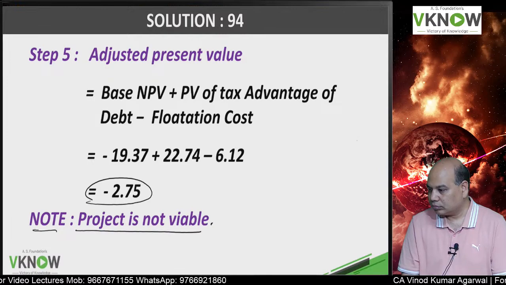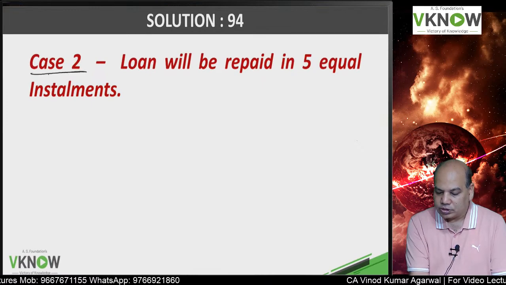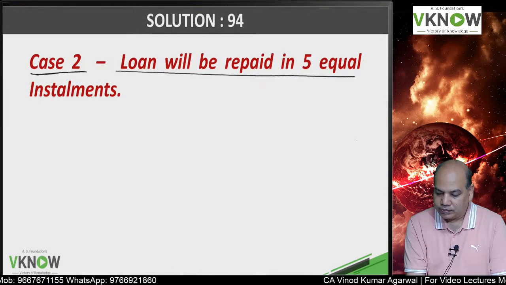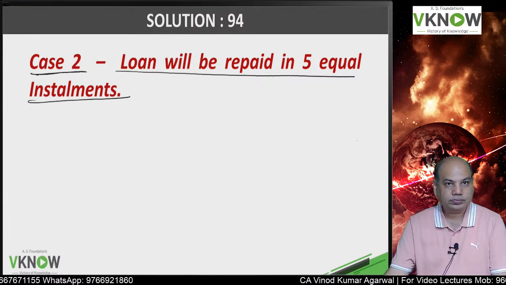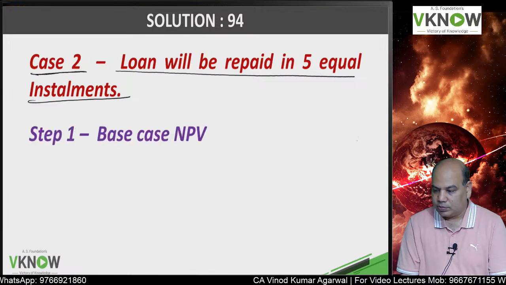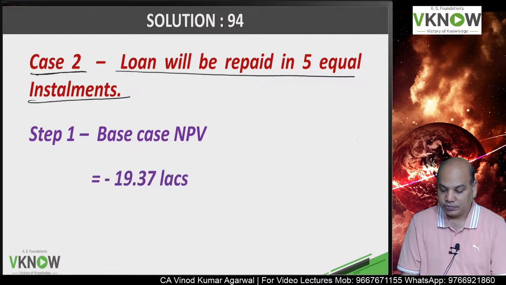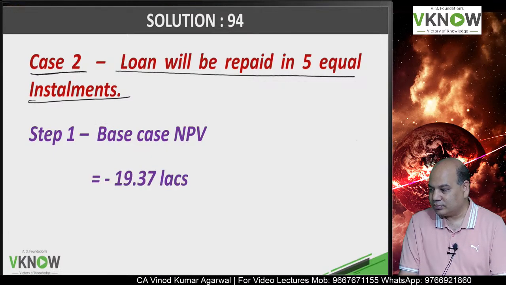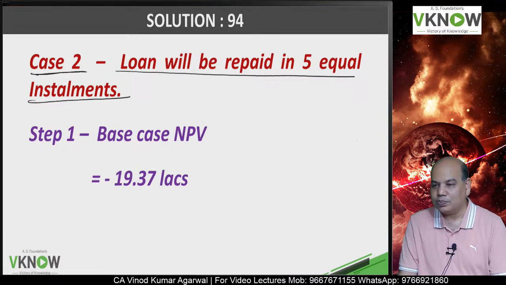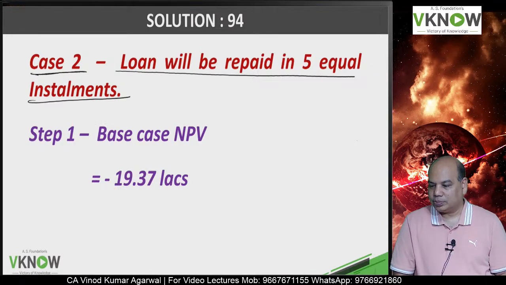Okay. Can we go to the next part of this question now? The second part of this question is loan will be repaid in 5 equal installments. Same 4 steps will follow. First we compute base case NPV. No need to calculate again, already calculated, 19.37 lakh.